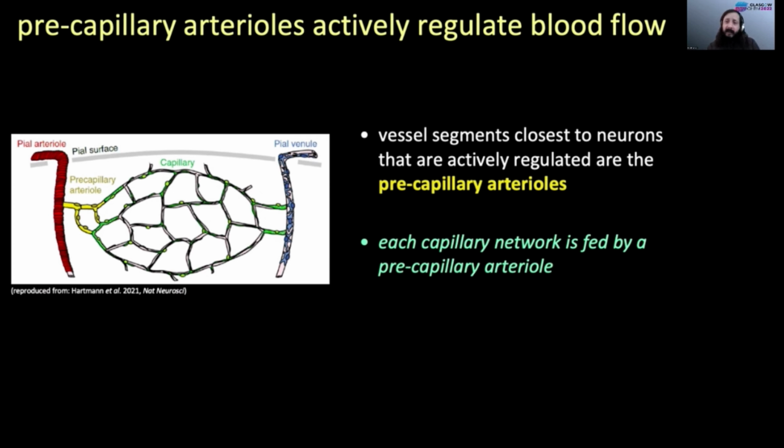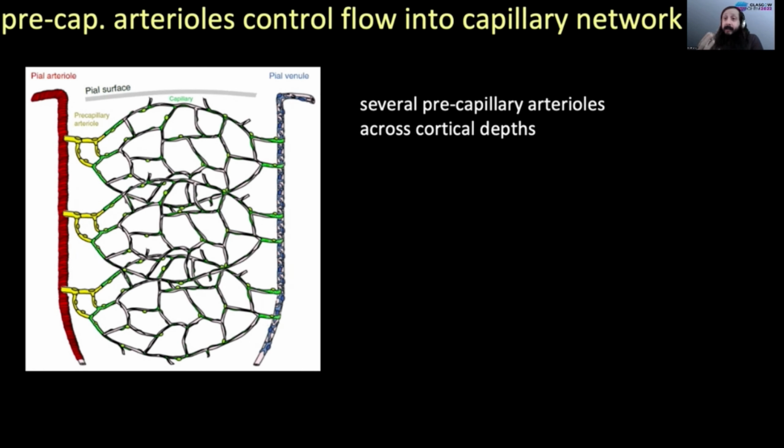Now, for this reason, in our simulations, these pre-capillary arterioles are the sites of the control structures, and by definition, each capillary network is fed by a pre-capillary arteriole. So our goal is to calculate how the blood flow spreads when we activate a single pre-capillary arteriole, and there's several of them across cortical depths.